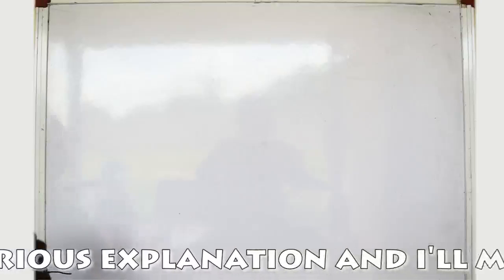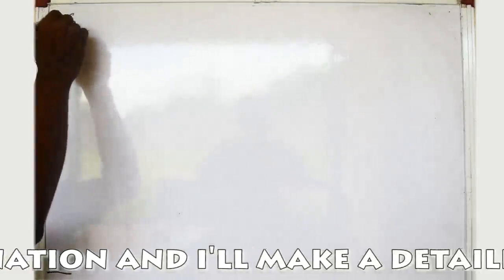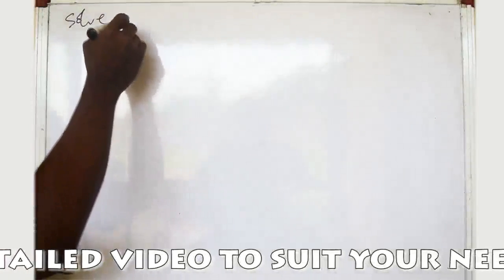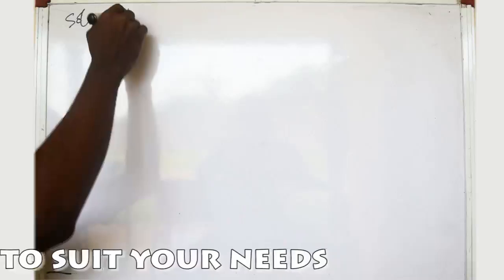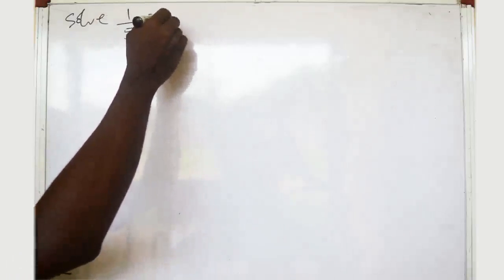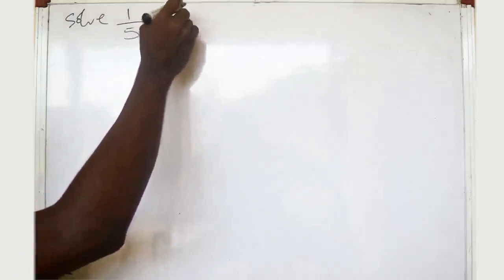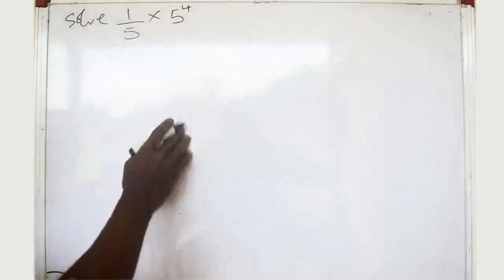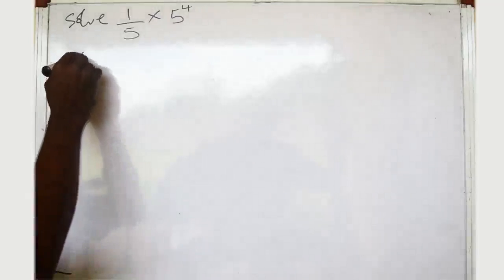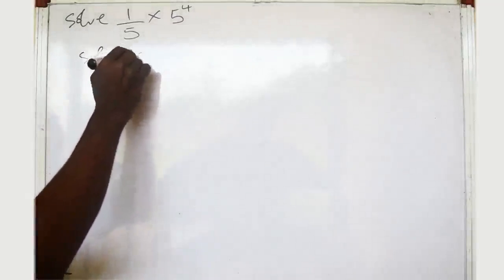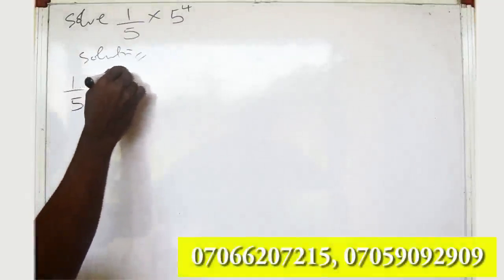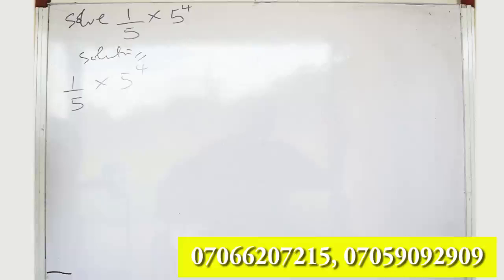So let me give you another one. I'll give you this to solve. We have 1 over 5 multiplied by 5 raised to the power 4. So in this regard, you write solution. After solution, let's bring down this. We have 1 over 5 multiplied by 5 to the power 4.